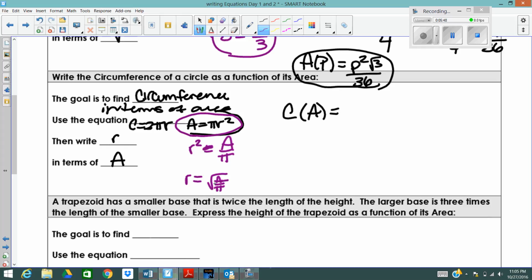So now I'm going to take that radius and I'm going to substitute it into the circumference formula. So I get circumference equals 2 pi r, but we're going to take out r and now substitute in the square root of A over pi. So that's about as simplified as that gets. I can't simplify the pi and the pi because this is pi and that one's square root of pi.